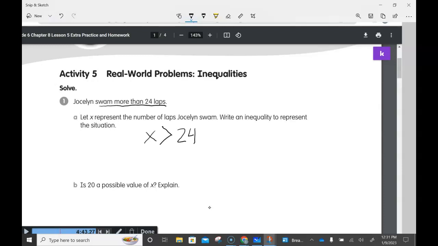So letter B, they're asking us, is 20 a possible value of X? No, it would not be a possible value of X. And the explanation behind that is because 20 is not more than 24. So no, 20 is not more than 24. And you can see that in my beautiful handwriting right underneath letter B.